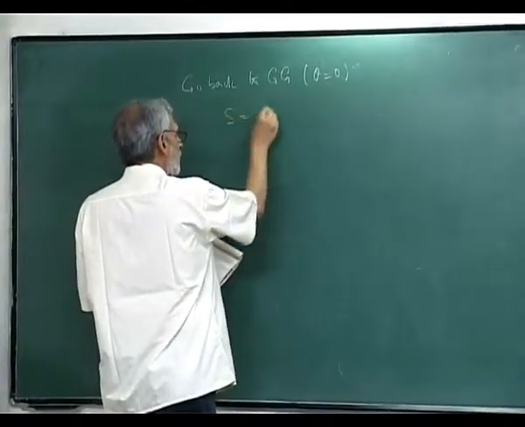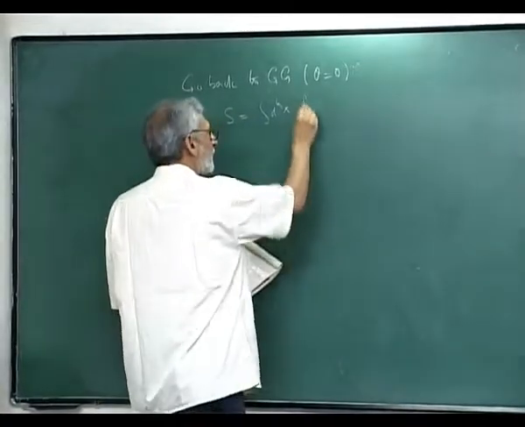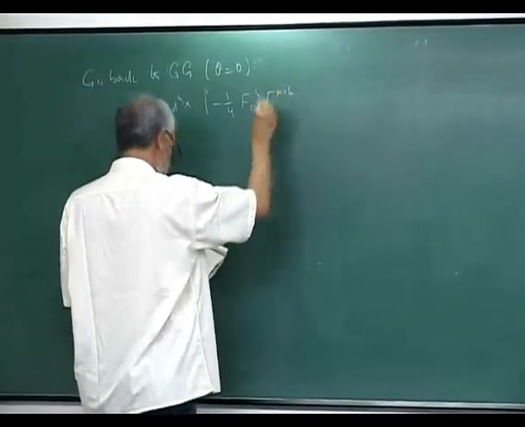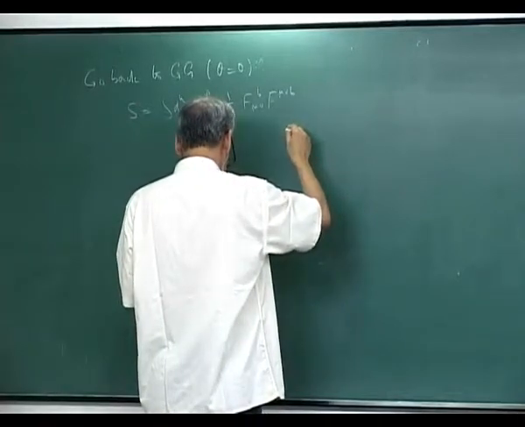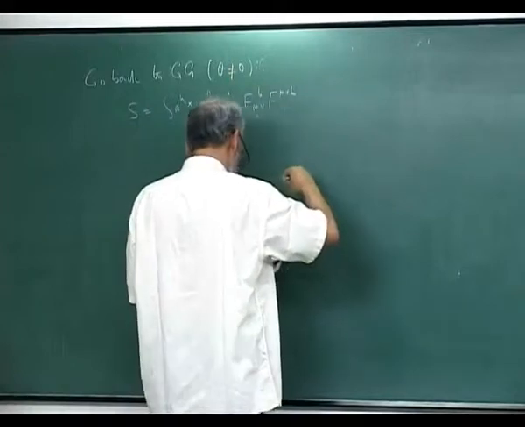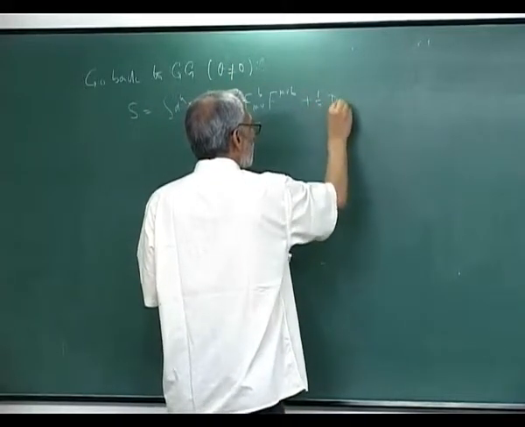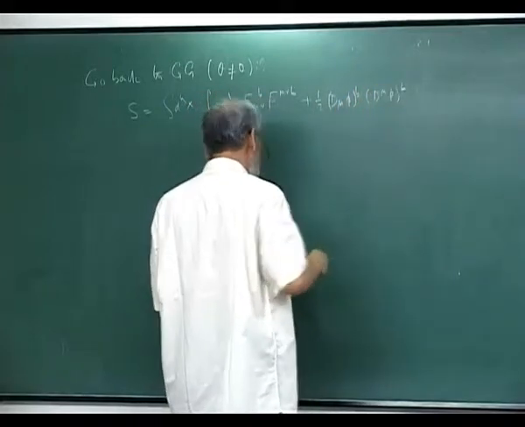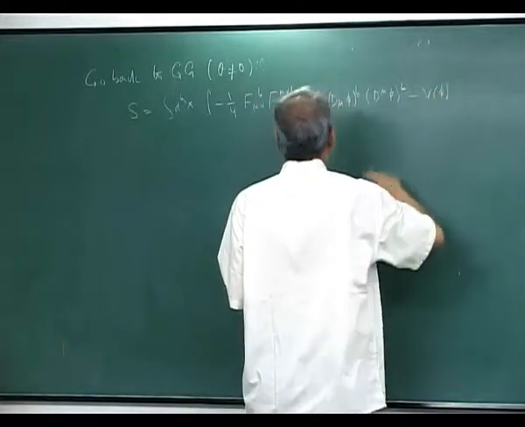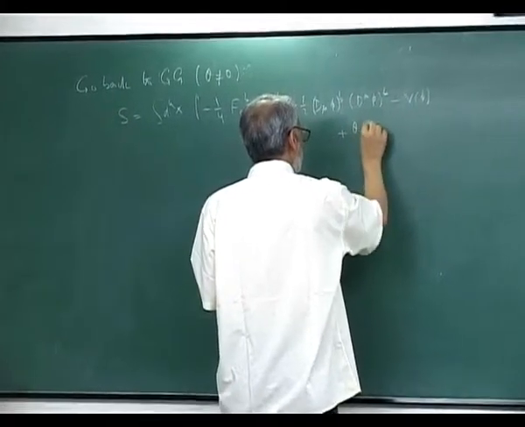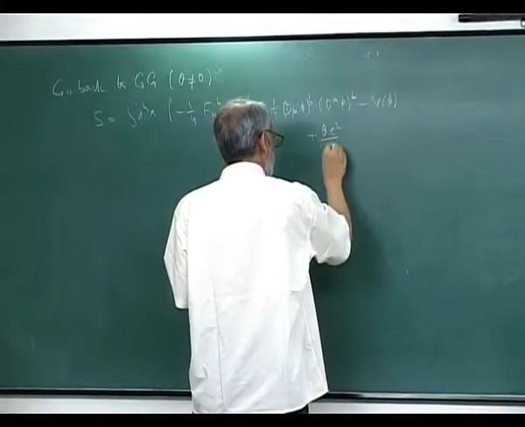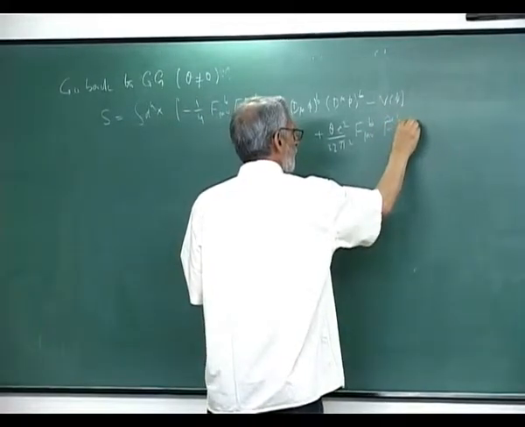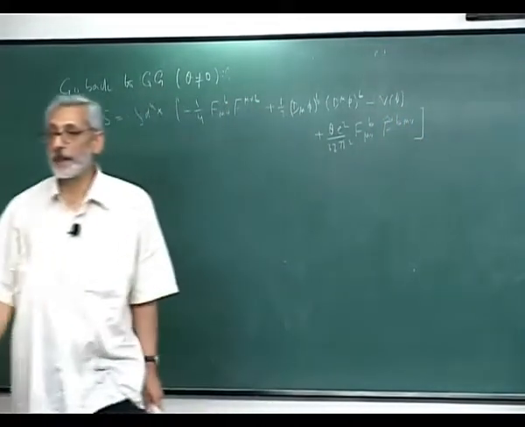What did I have? I had S to be the integral d^4x of minus 1/4 F_{μν}^b F^{μν b}, or maybe no, let me put theta non-zero, I'll put a theta term also, plus 1/2 D_μ φ^b D^μ φ^b minus V(φ), and then let me add the theta term, θe²/32π² F_{μν}^b F-dual^{μν}. This is what it was.